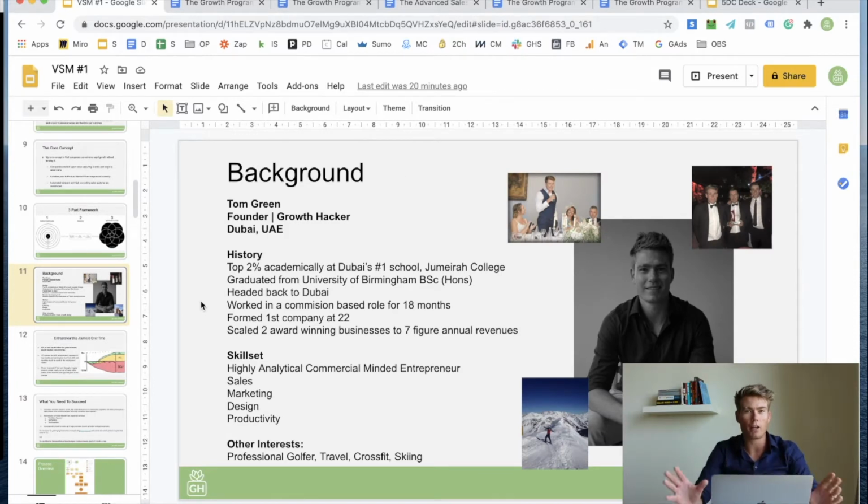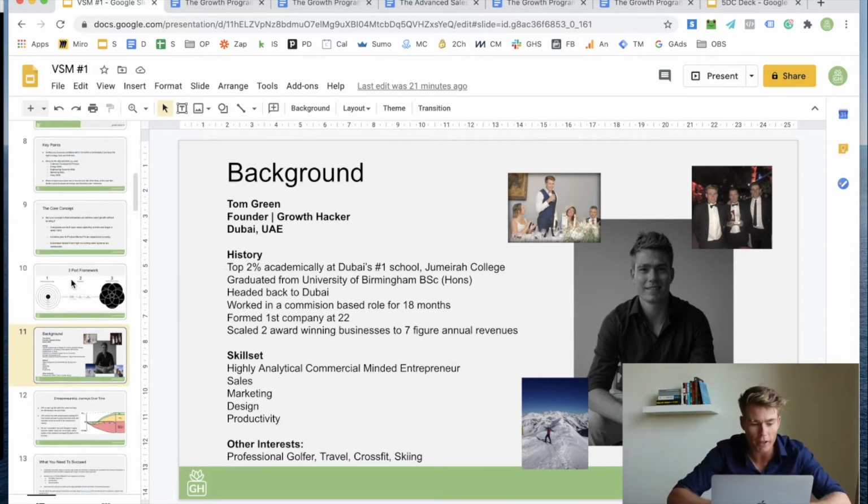So guys, just want to give you a little bit of context and background on myself to how I got to this point now where I'm running Growth Hacker. So academically, I've always been fairly strong. So in school, I focused on economics, maths, physics, and also business. These were my A-level subjects. Then went off to university in the UK and got my BSc at the University of Birmingham. Then headed back over to Dubai. I was in a commission-based role within sports for around 18 months. And then very quickly at the age of 22, I got the opportunity to form my first company. Okay, that business was actually a golf coaching business.